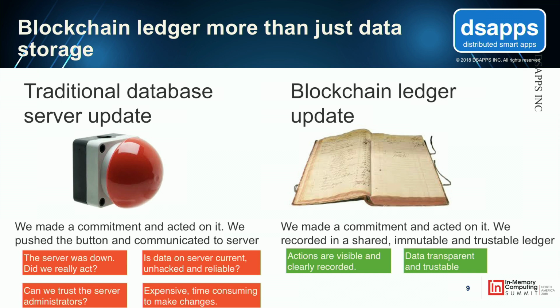This is just one. If you look at a ledger, a traditional database server update versus a ledger update. When you have a ledger, this is an old-fashioned ledger, when you record every transaction, you know exactly what's going on. When you have a server, you're sort of pushing a button. You're communicating to the server a certain action, and you really don't know what happened out there. You don't know if the server is down. Did we really act? Is the data current? Was there any hacking that caused problems?